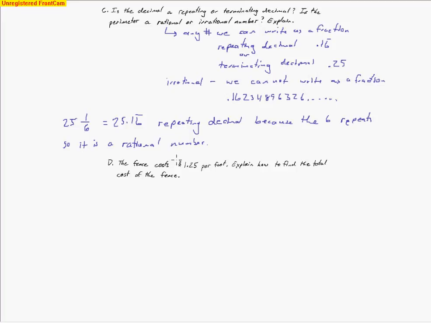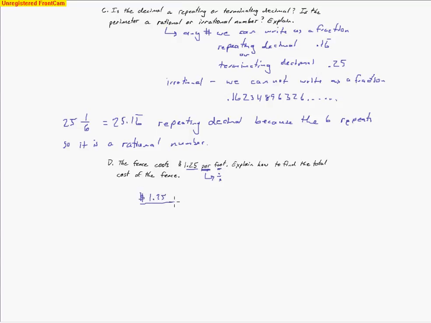Well, the next question says the fence costs $1.25 per foot. So whenever we see that word per, that means division. So we're going to use division in the fraction form. That's what this symbol means. See, there's a number up top for this dot and a number down below for that dot. And it's per foot.